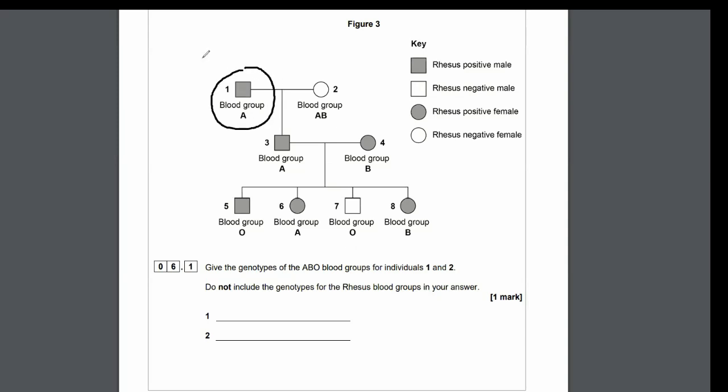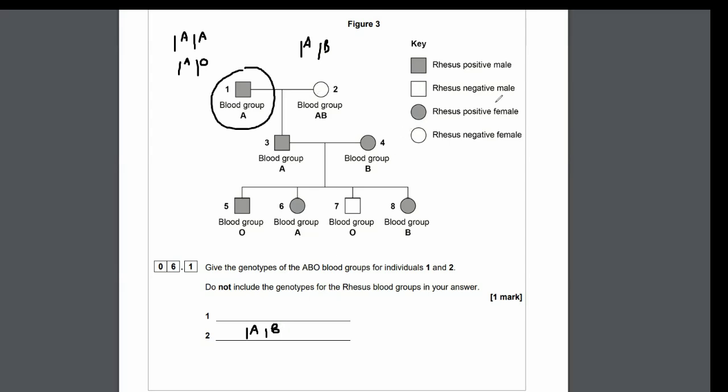So here we have 1. We can see that they are a rhesus positive male with the blood group A. This means if you have the blood group A, you can be IA IA or IA IO. Okay. The person with blood group 2 can only be IA IB. Codominant, they have one of each allele. So we know 2 is IA IB.